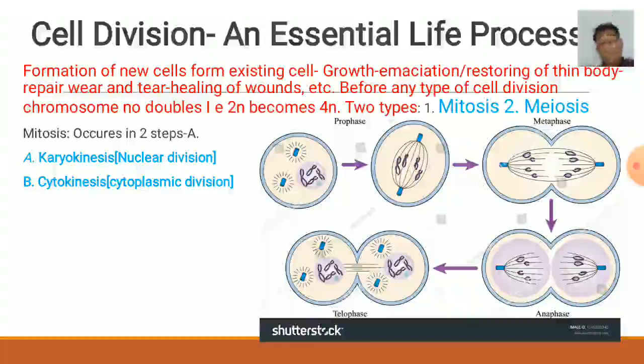In this way, we studied the first type of cell division, mitosis. Now, what is the necessity of mitosis? Mitosis is essential for the growth of the body. Besides, it is necessary for restoration of the emaciated body, wound healing, formation of blood cells, etc.